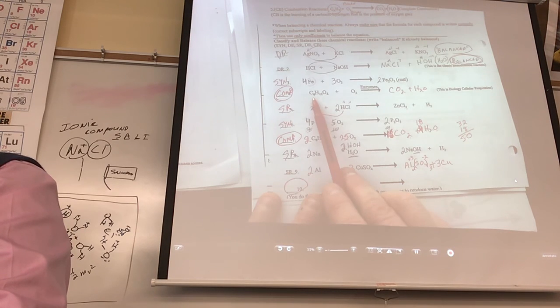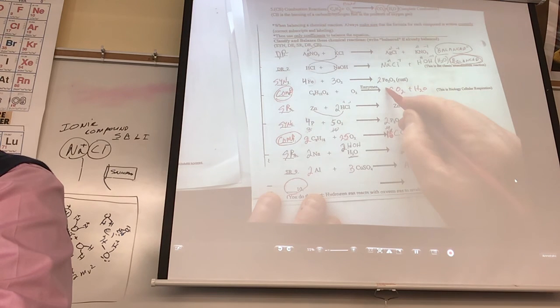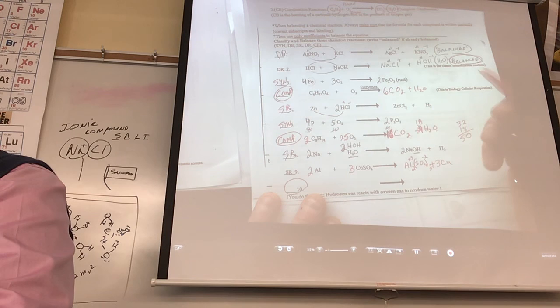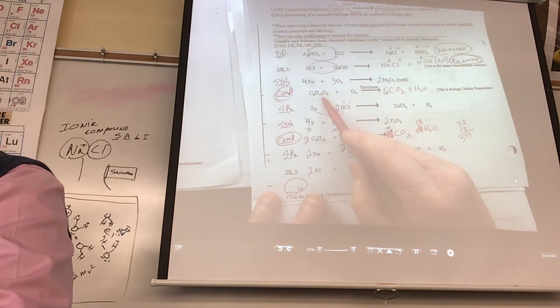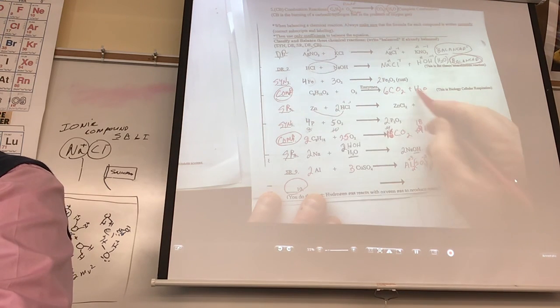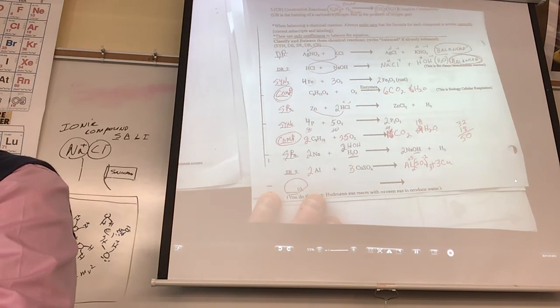So what do you have here? How many carbons do you have here? 6. So how do we get 6 carbons over here? 6 times 1, did that do it? Okay, don't do oxygen now. How many hydrogens over here? 12. What's 6 times 2? Okay. Now let's do oxygens.